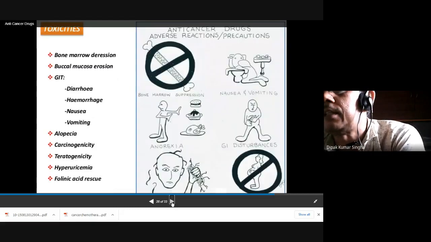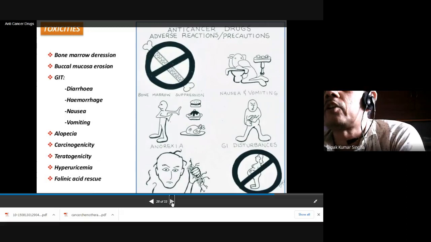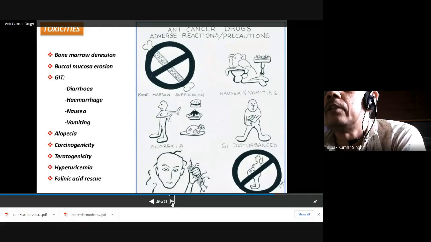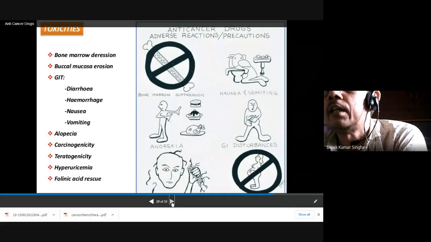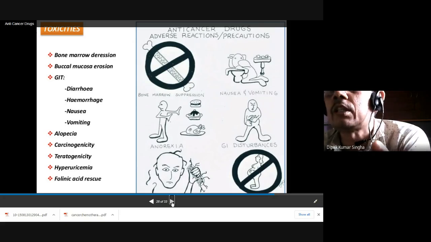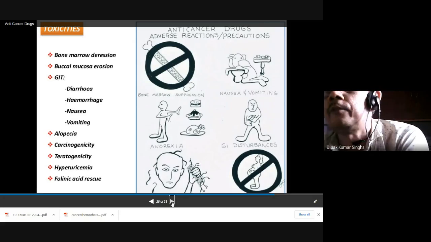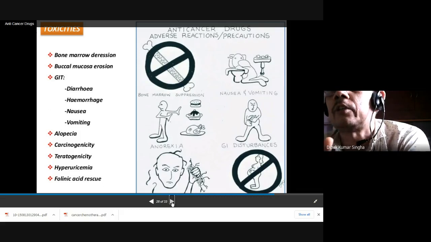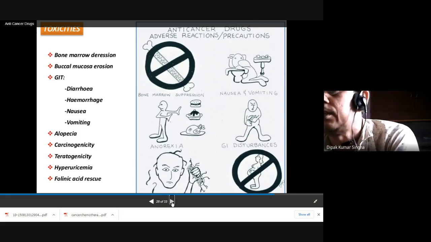Then we collect the Vinblastine. So these are the toxicities, the general common toxicity: bone marrow depression, buccal mucosal erosion, and GIT effects like diarrhea, hemorrhage, nausea, vomiting, alopecia, carcinogenicity, teratogenicity, hyperuricemia. These are the common toxicities. If a question comes asking for the common toxicity, you can write this. But in case of a specific drug, the specific side effect must be mentioned.